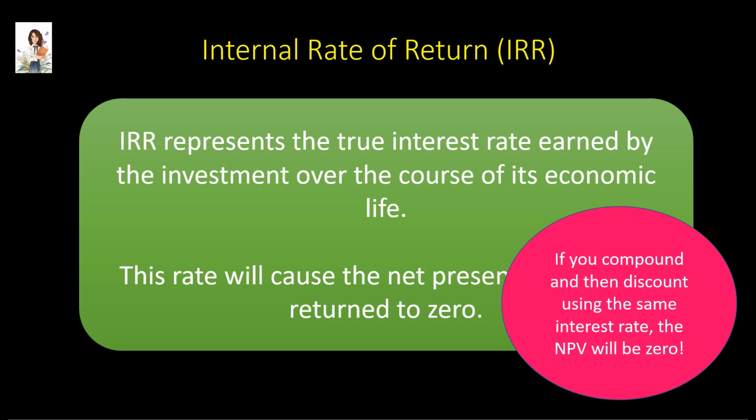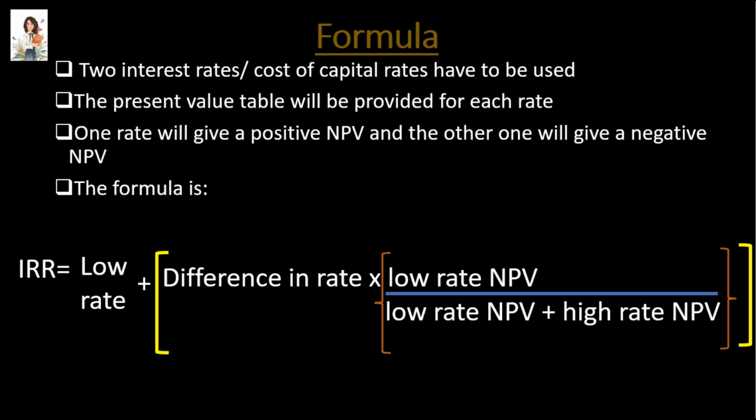To calculate the IRR, two interest rates or cost of capital rates will have to be used. In the exam, the present value table will be provided to you for each rate. One rate will give a positive NPV and the other one will give a negative NPV. The formula for IRR is equal to low rate plus difference in the rates multiplied by the lower rate NPV upon lower rate NPV plus higher rate NPV.